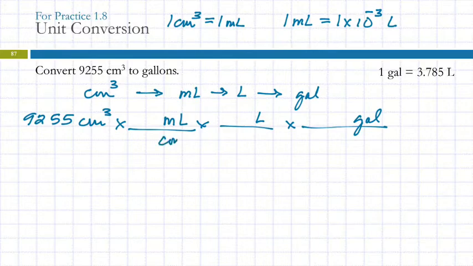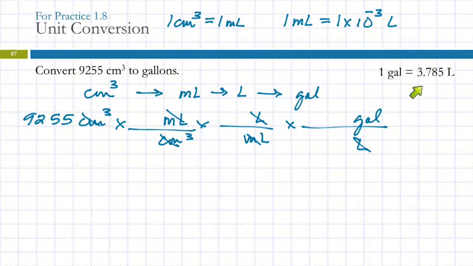The unit in the denominator is just whatever the previous unit is. So cubic centimeters down here, and those will cancel out. Milliliters, and those will cancel. And then liters, and those will cancel. Okay? Get all the units in first, and then put the numbers in.